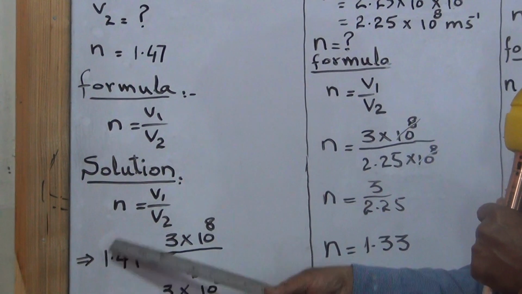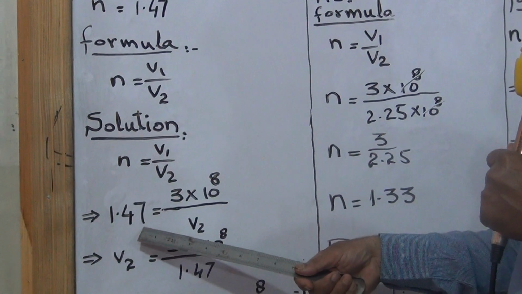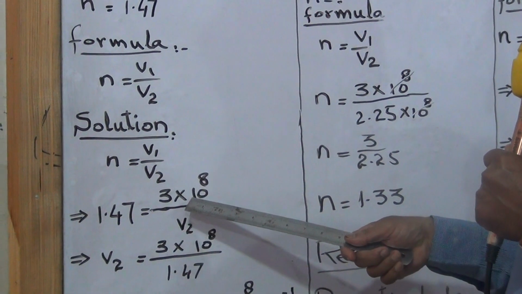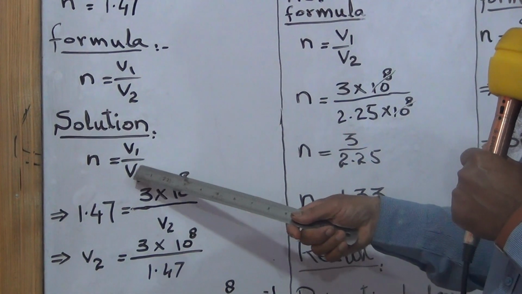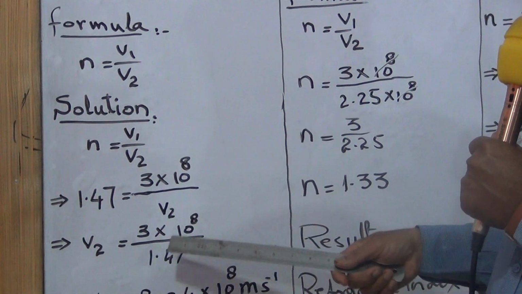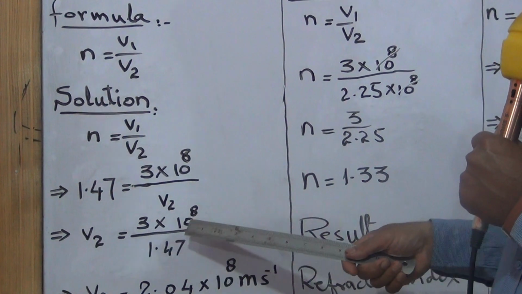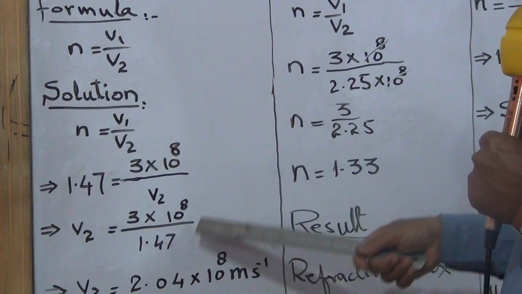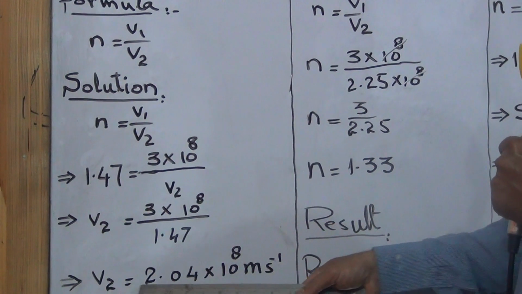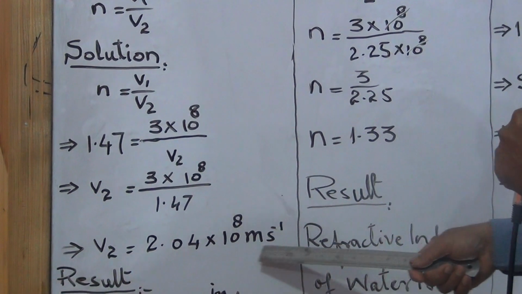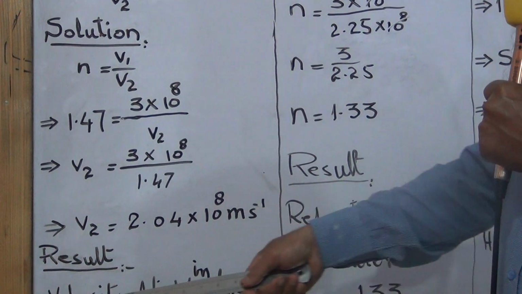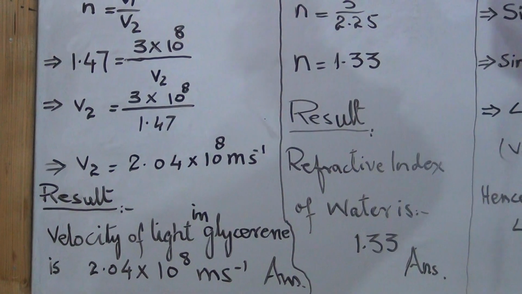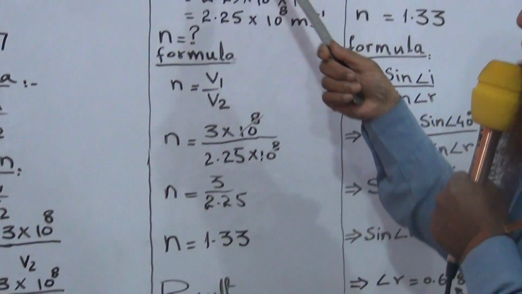Now refractive index n is equal to 1.47, V1 is equal to 3 into 10 raised to 8, and V2 you have to find out. Now V2 is equal to 3 into 10 raised to 8 upon 1.47. By calculation we will get 2.04 into 10 raised to 8 meter per second. It is the velocity of light in glycerine. This is your answer.